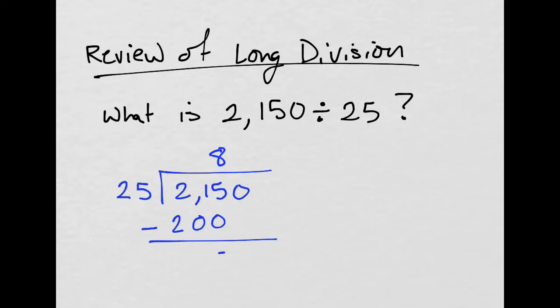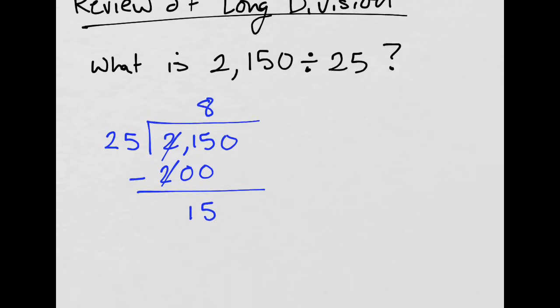So 5 minus 0 is 5. 1 minus 0 is 1. 2 minus 2 is nothing. So that goes away. All right, we have positive 15. And then I bring down the 0. Now I'm thinking, what times 25 gives me 150? That's like $1.50.